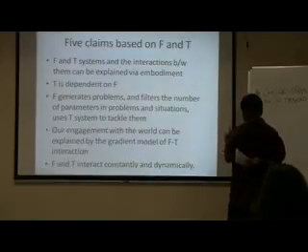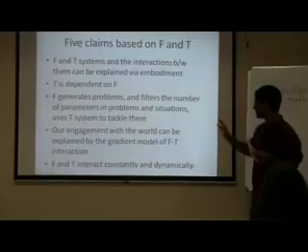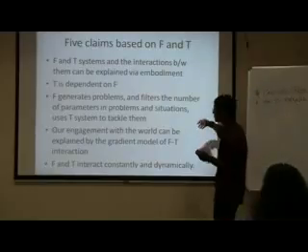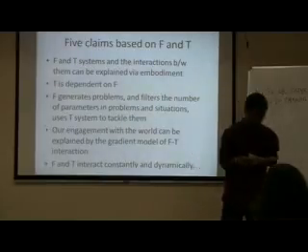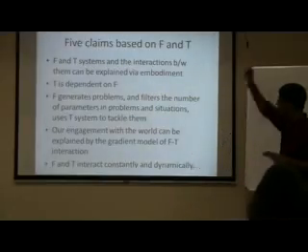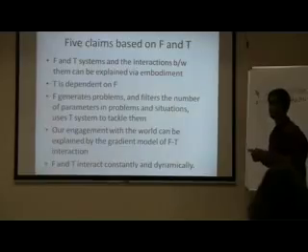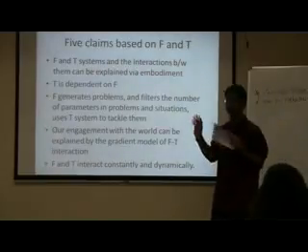so we'll come to it. And the last one, which is very relevant to the fourth claim, is that F and T interact constantly and dynamically. So now let's get on to the model straight away, because I don't think we have much time to discuss the embodiment and the other issues.